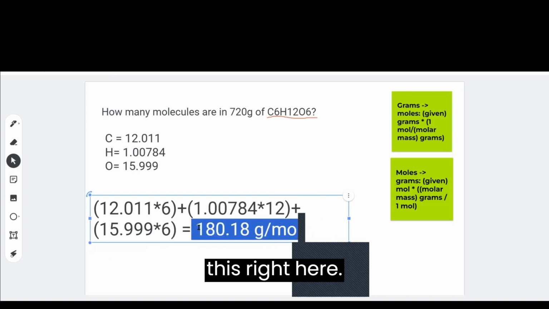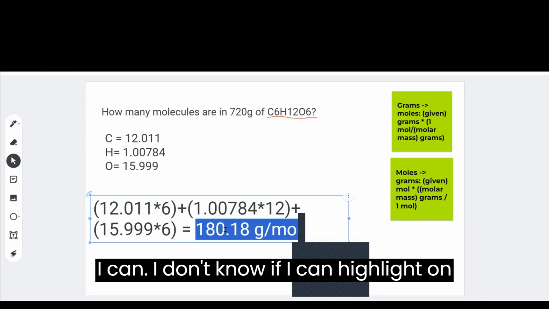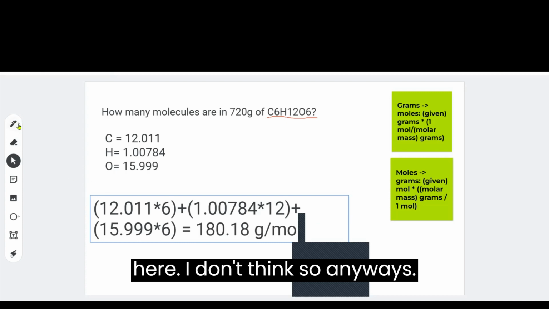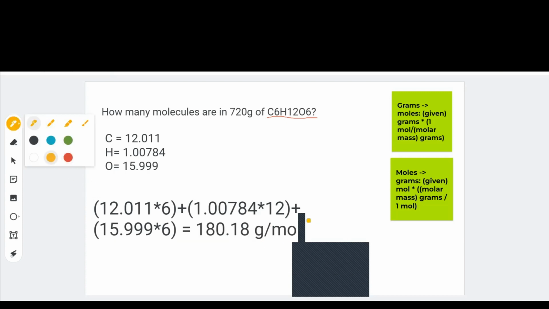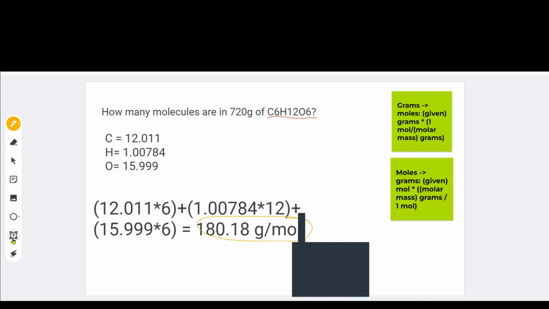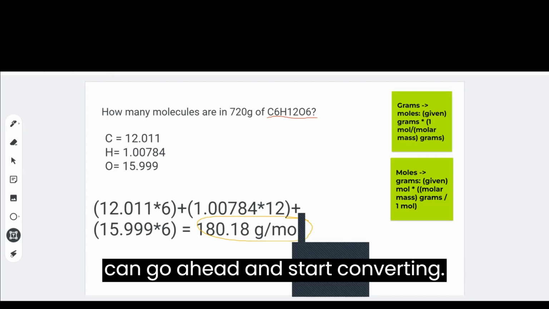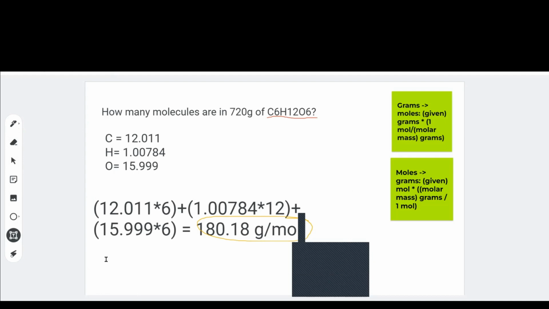So this number right here is our molar mass. Now that we have our molar mass, we can go ahead and start converting.